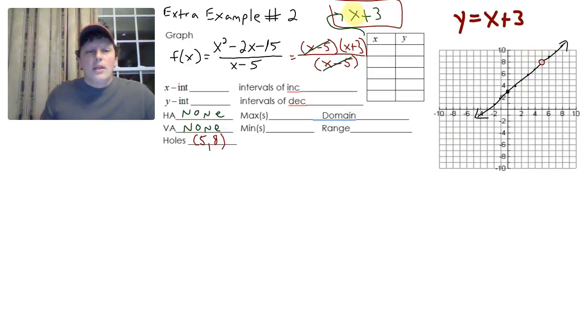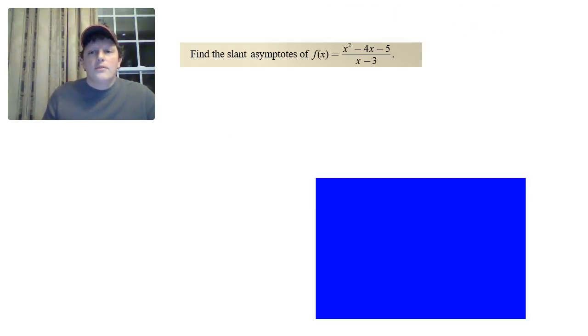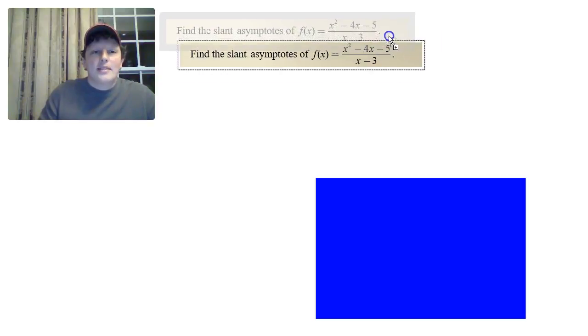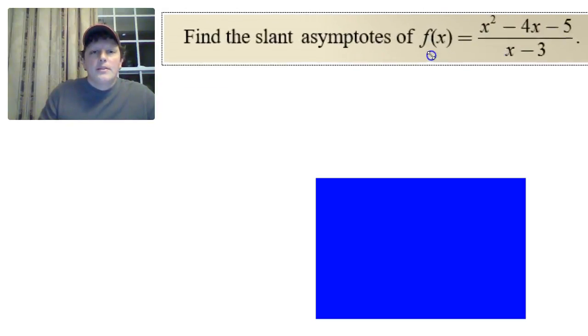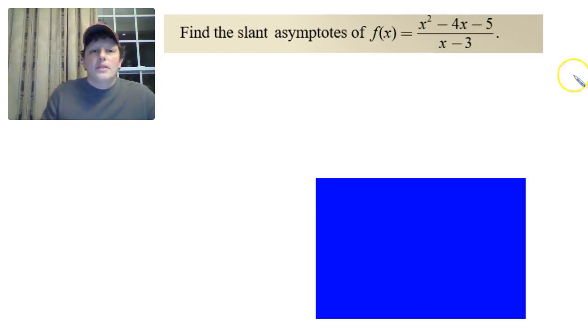So we're going to have to look at a few more examples that are not in your guided notes that you're going to have to add on to your notes somewhere else, and we'll get to those right now. So the first question says to find the slanted asymptote. Let me make that a little bigger. To find the slanted asymptote of f of x equals x squared minus 4x minus 5 over x minus 3.